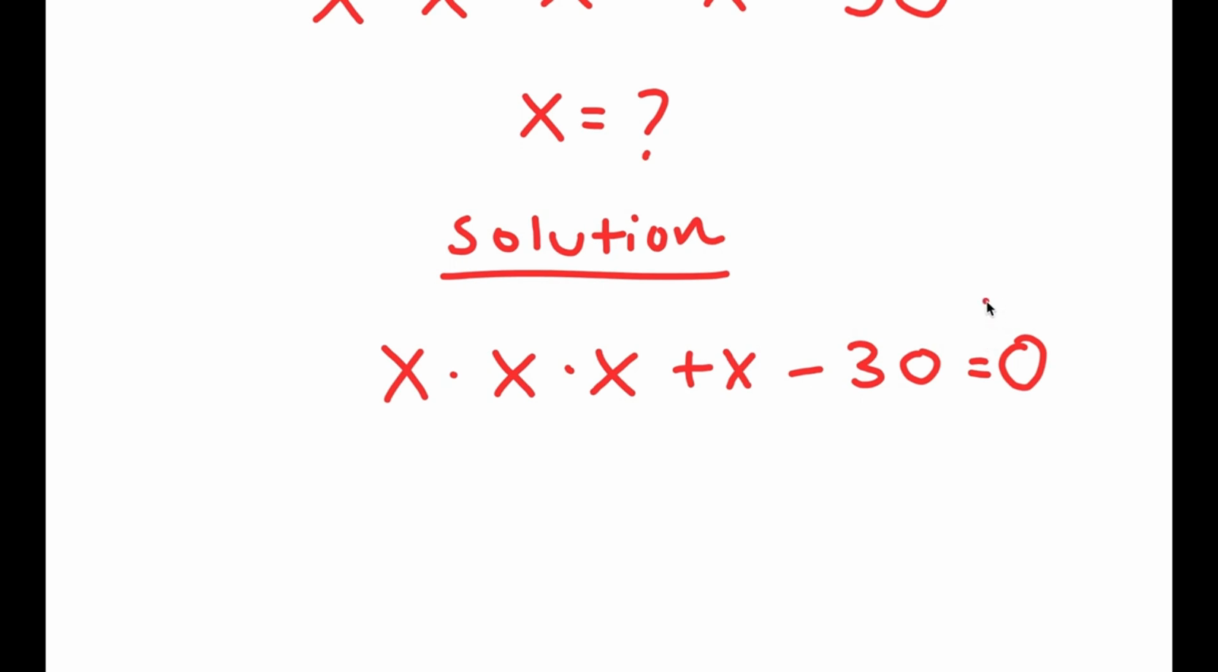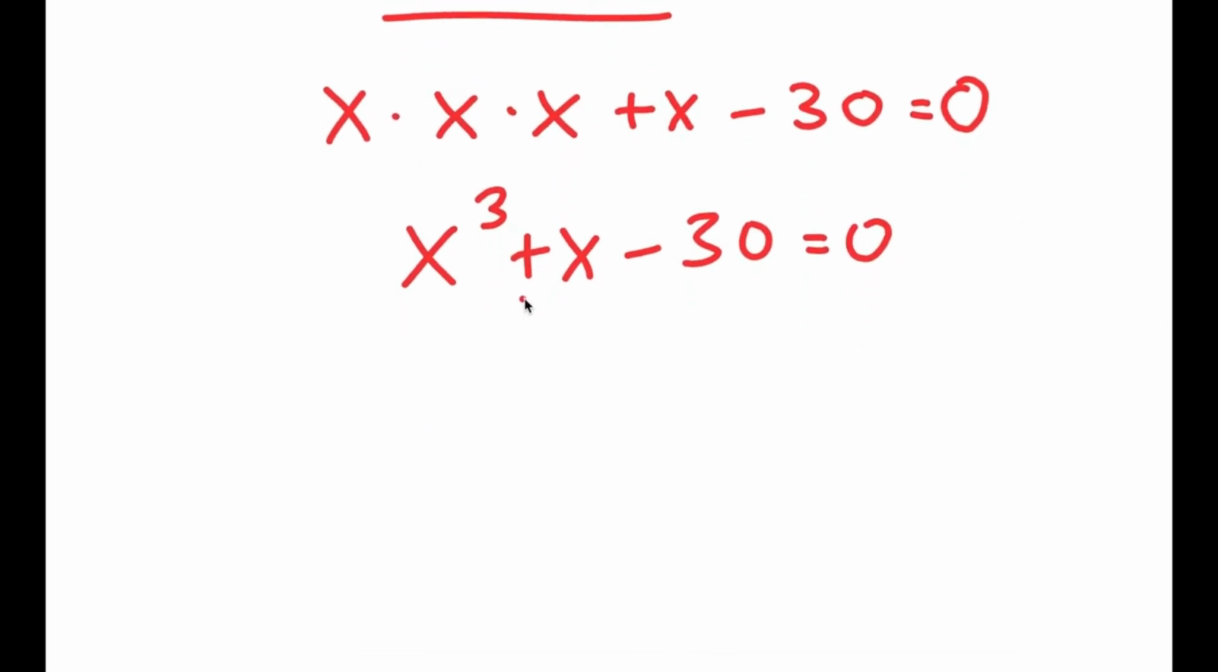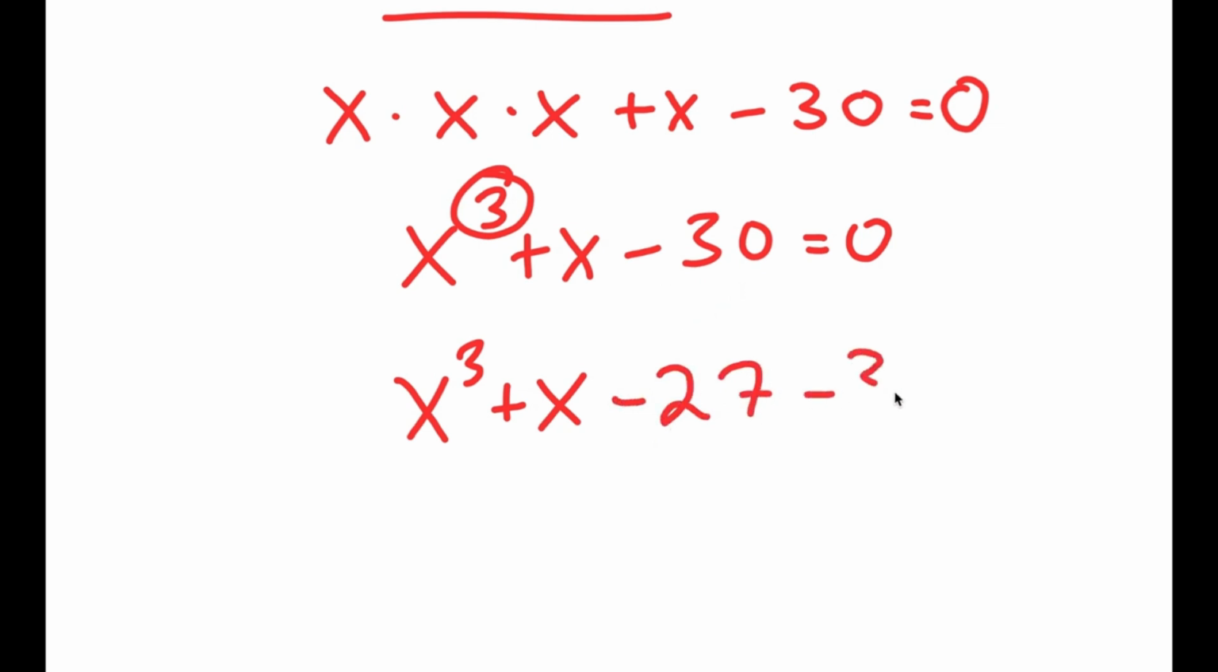Now from here, I can rewrite this as x to the power of 3 plus x minus 30 is equal to 0 because x times x times x is the same thing as x to the power of 3. And now, a lot of people would think this is a quadratic equation, but this is a power of 3, not a power of 2, meaning we can't use the quadratic formula to solve this equation, or we can't simply use the normal method of factoring. So to actually solve this, what I'm going to do is rewrite negative 30 as negative 27 minus 3.